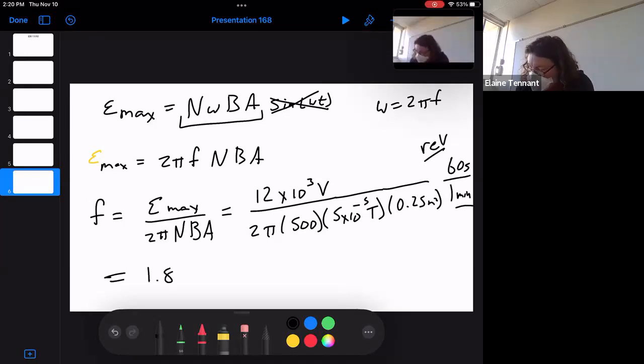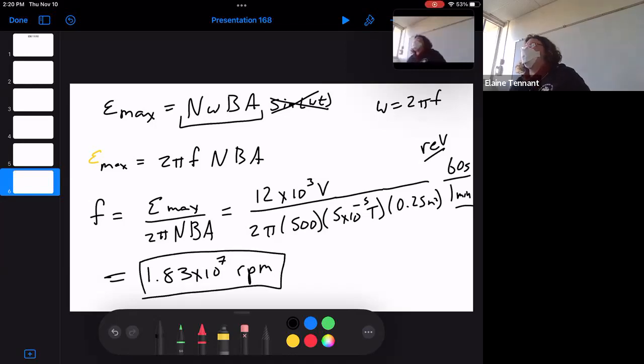This is 1.83 times 10 to the 7th RPMs. Is that reasonable?